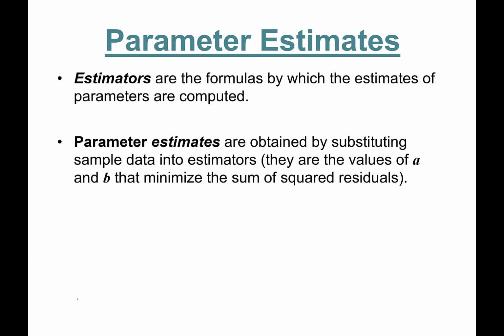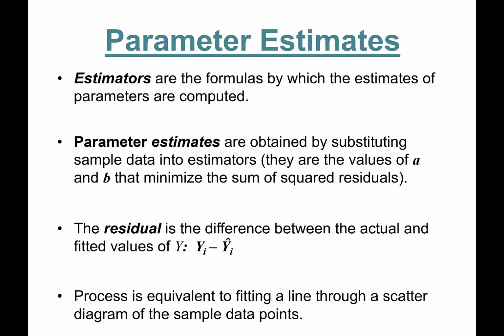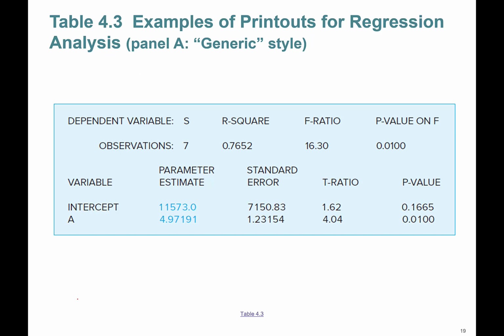Okay, so parameter estimates, we talked about this. All right, so this is a general example of a regression result. This is what we get, a general printout. Okay, so this is what you see.